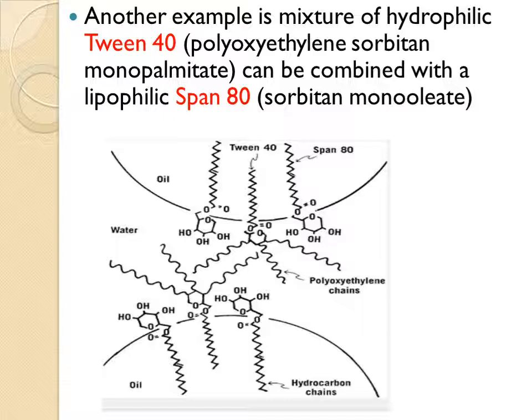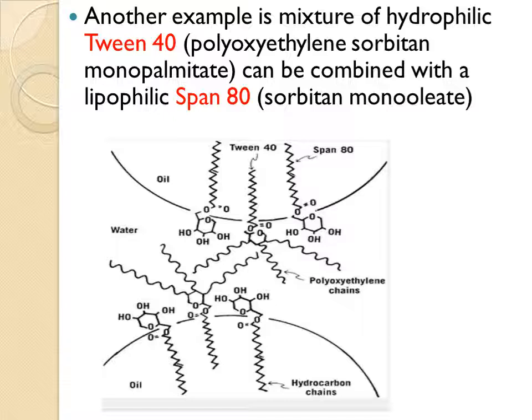The sorbitan heads present at the interface on the water or aqueous side create repulsion between the oil globules. So Tween has polyoxyethylene chains as well.